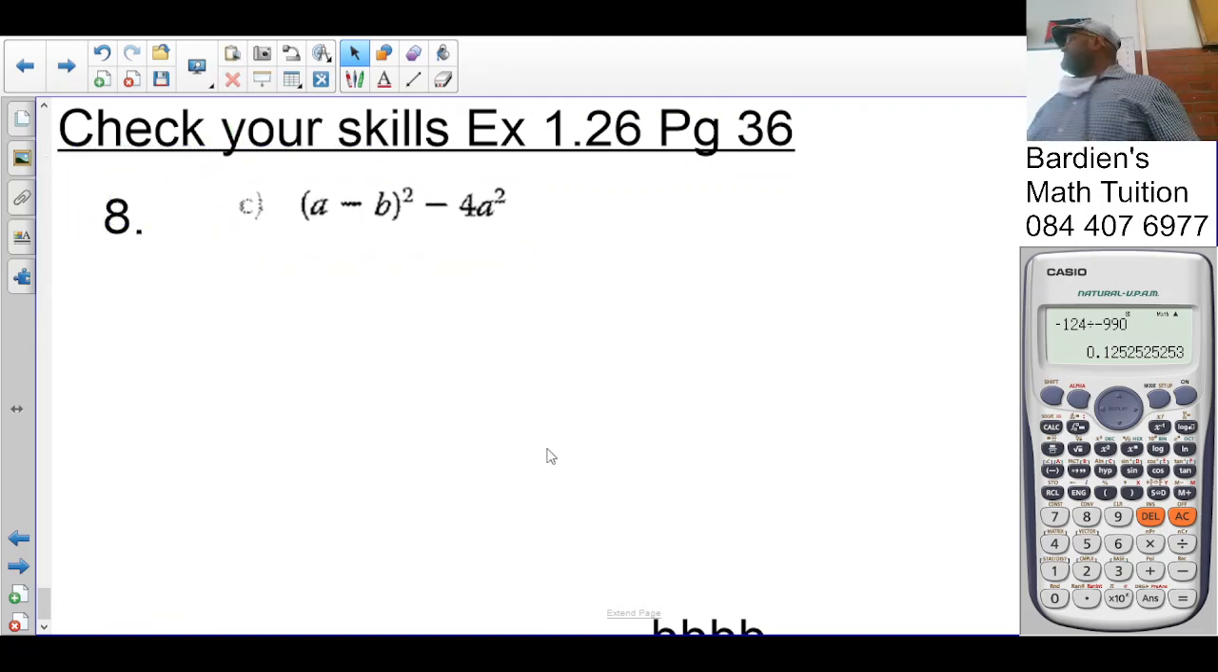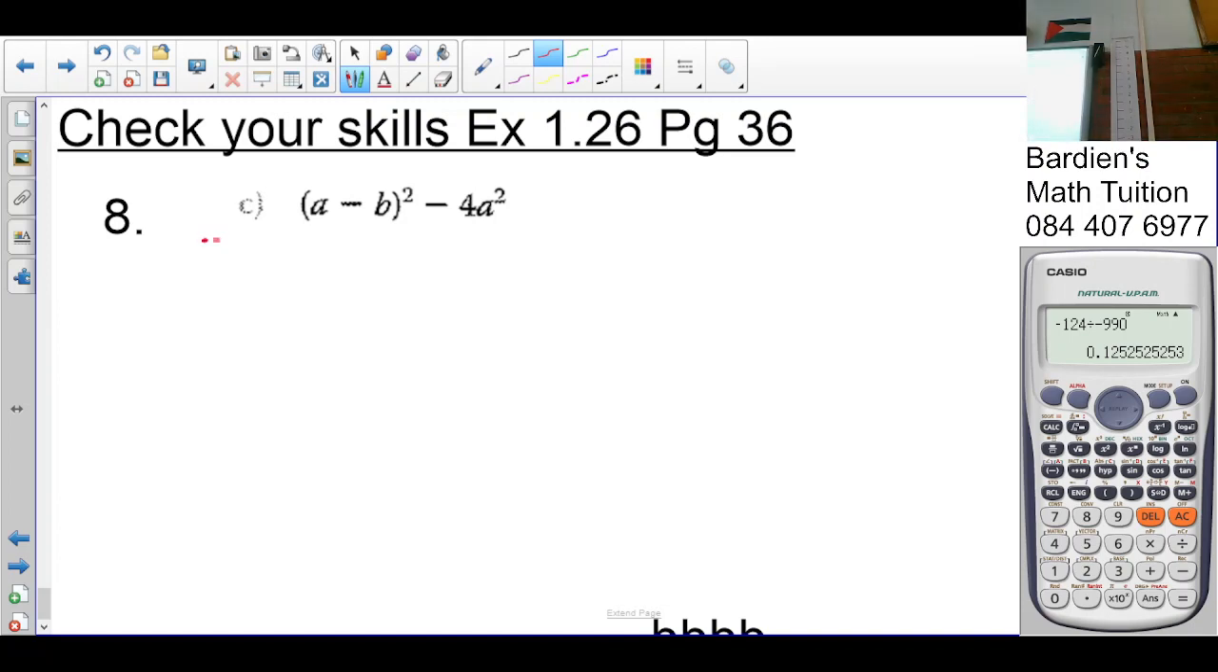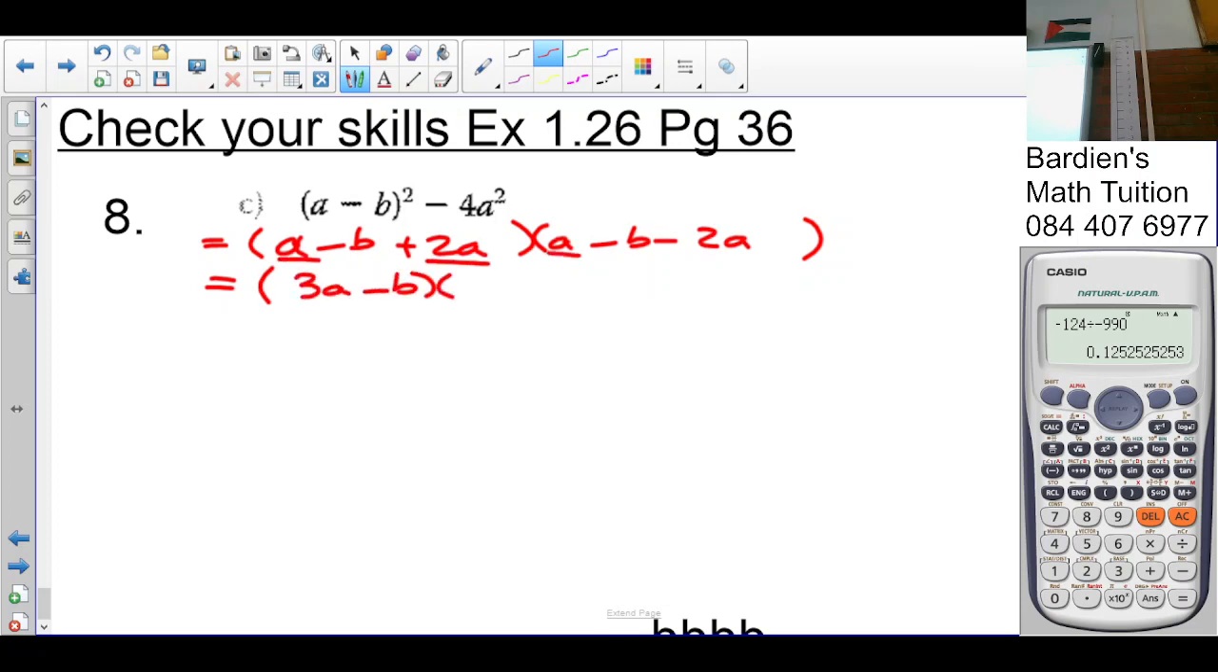People 7 and C. What type of factorization here? Difference of 2 squares. What's the square root of a minus b all squared? A minus b. Not so. What's the square root of 4a squared? 2a. So it's going to be a minus b plus 2a, a minus b minus 2. Now what? A plus 2a is 3a minus b. What's a minus 2a? Minus a minus b.